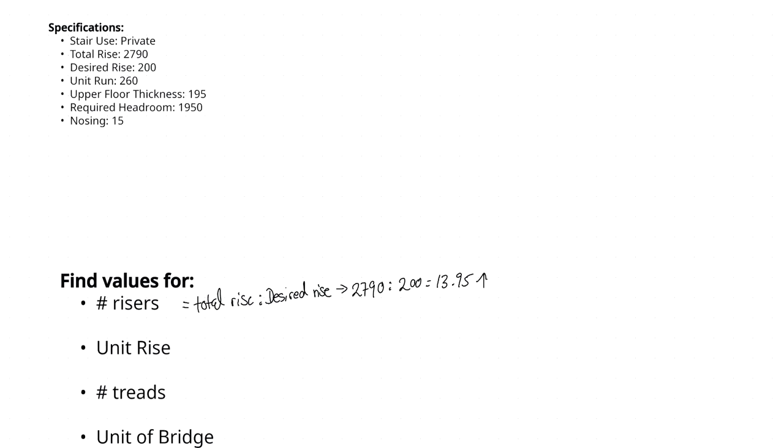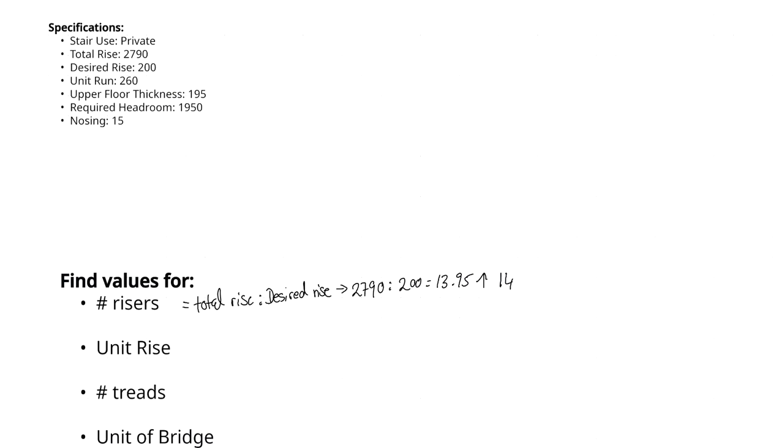And because we're closer to 14 here, we are rounding up to 14, but be mindful that if this number is ever something like 0.25, but the desired rise is very close to the maximum unit rise as per code, just double check to see if you can round down or if you always have to round up. So always be mindful of whatever code you're working with. So we have 14 risers.